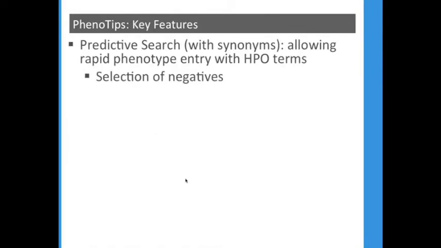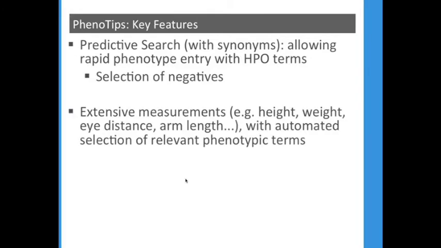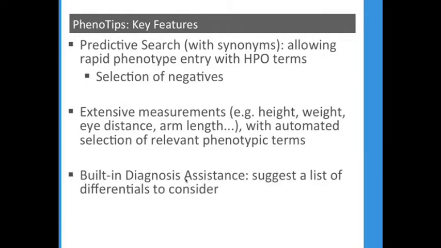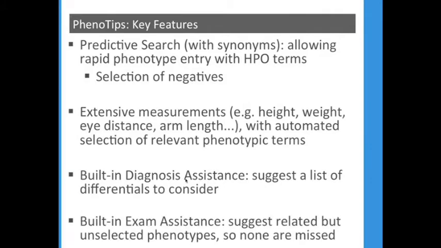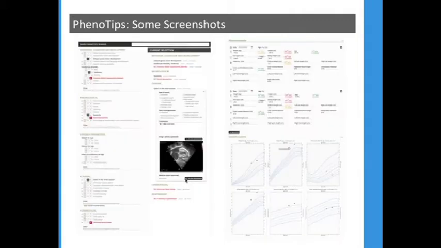So the key features, how it works: there is predictive search with synonyms, so you can rapidly enter the phenotypes that you actually see in your patient. You can select negatives to indicate that a certain phenotype is absent. You can add measurements such as height, weight, eye distance, arm length, with automated selection of relevant terms. And the built-in diagnostic assistant suggests a list of differentials to consider, as well as an exam assistant, both of which I'll show you shortly.